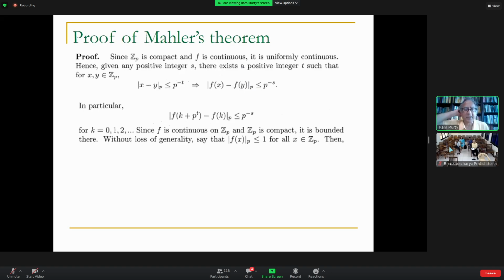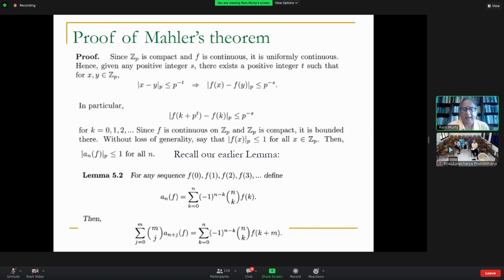Since f is continuous on Z_p and Z_p is compact, it is bounded there. And without loss of generality, say that the bound is 1, because we always normalize things. Then it turns out that a_n(f) is also bounded by 1 for all n. And how do you get that? Well, you get that by using the fact that a_n(f) is given by this particular formula, and you apply the p-adic norm. And remember, the p-adic norm of a sum is less than or equal to the maximum of the p-adic norms of the terms. And since each of these is bounded by 1, everything else is also bounded by 1. So that's how you get that.